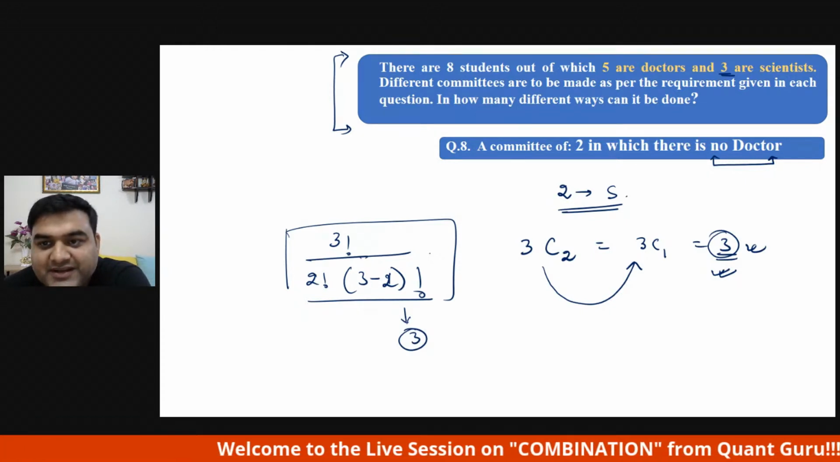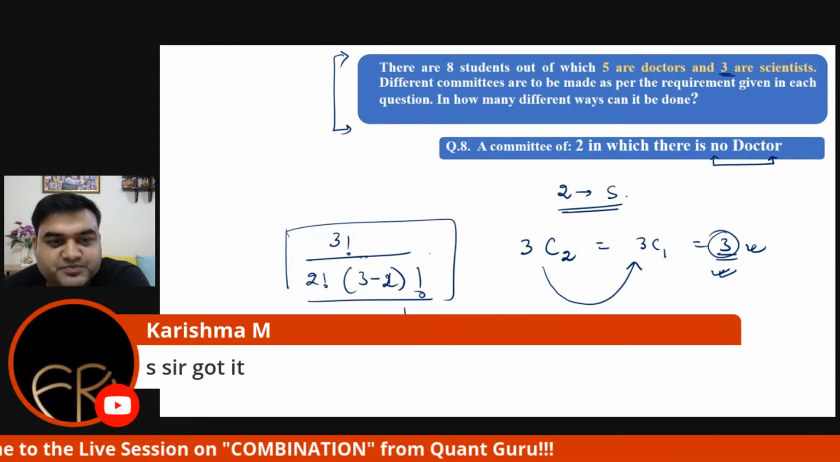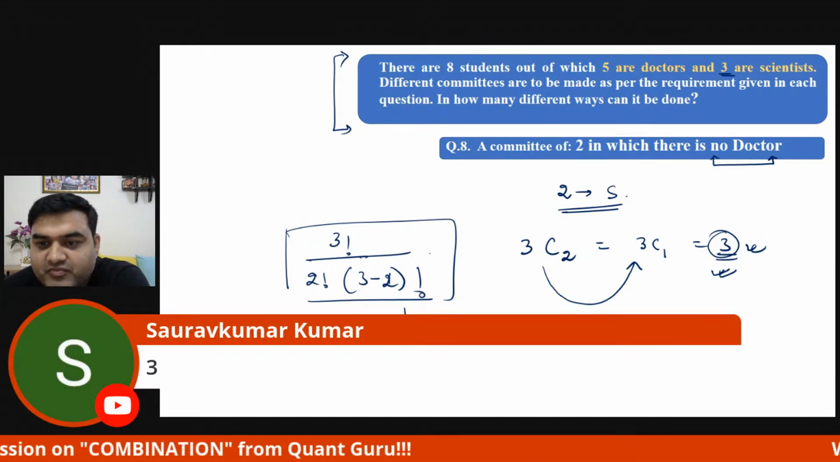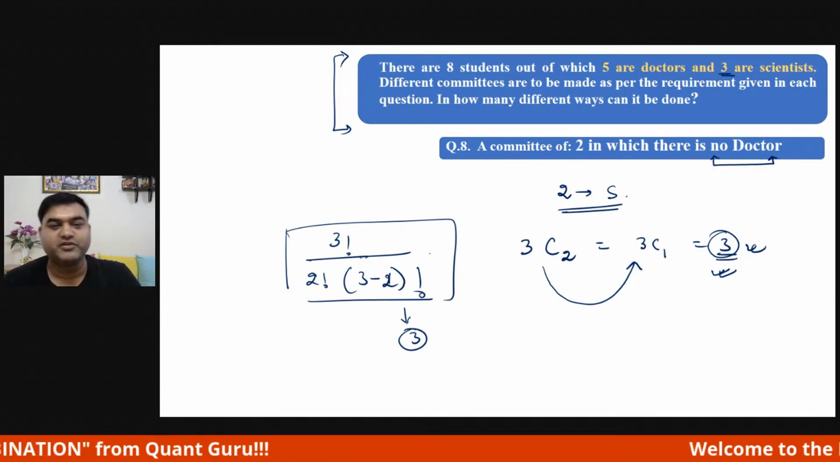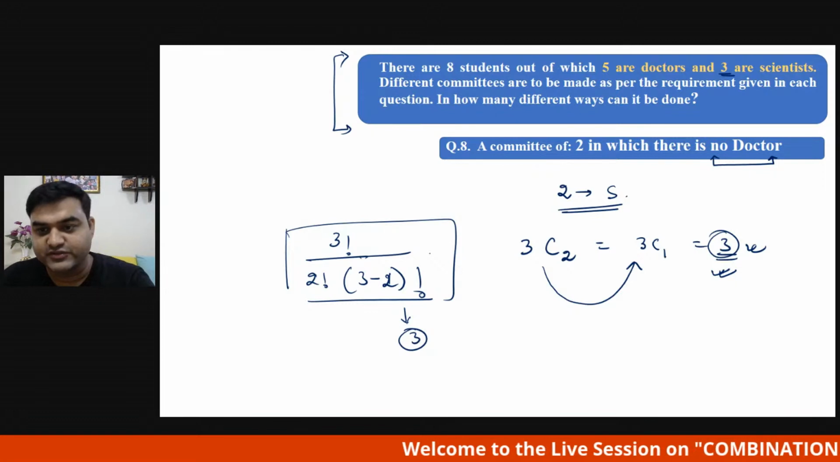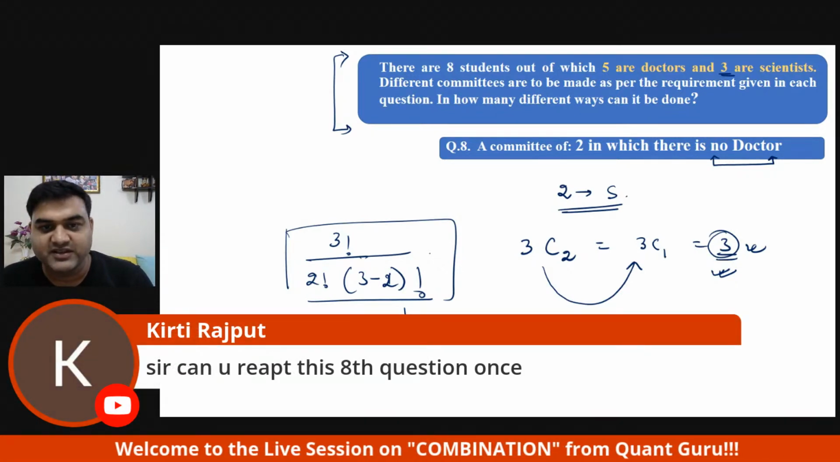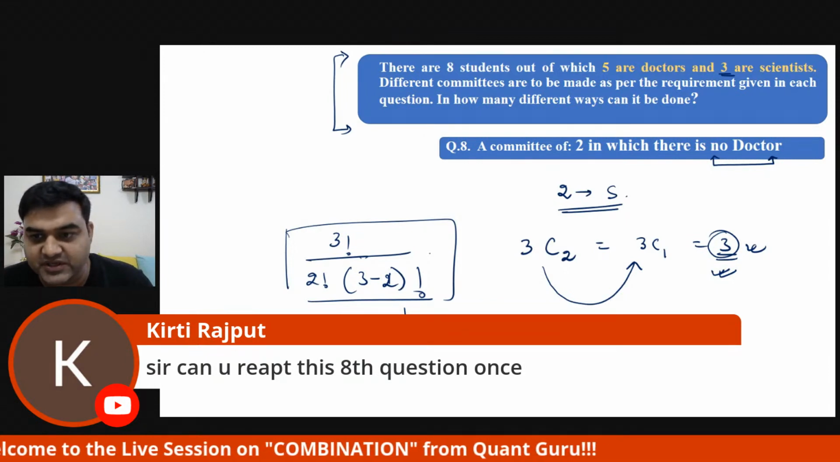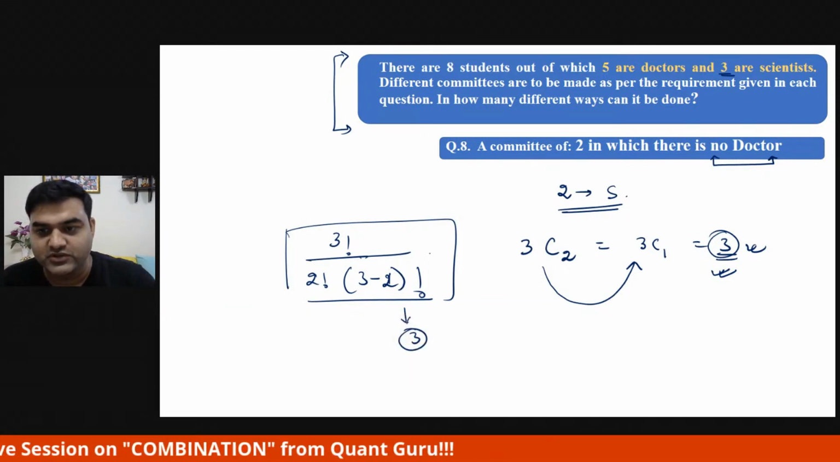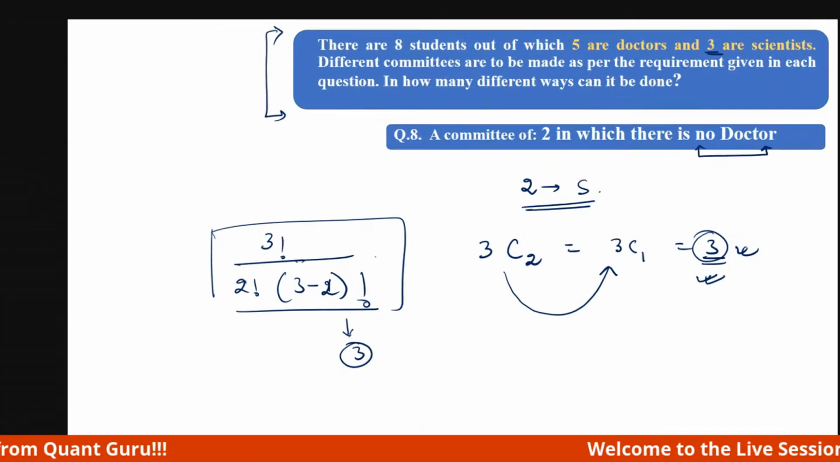Got it? Let me know if you have got what I was trying to explain. Okay, wonderful. So everybody has got 3 as the answer. Wonderful, good to see that. And let's go to the next question. Yeah, you have got it. Thank you so much. Kirti is asking about question number 8. Can you repeat again? I'll do that right away. Okay, give me a moment.